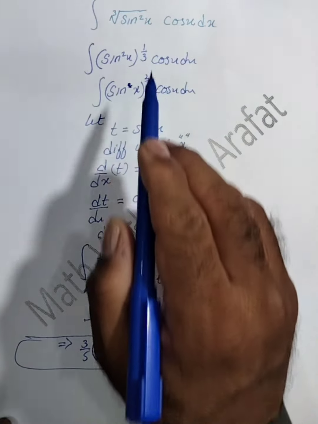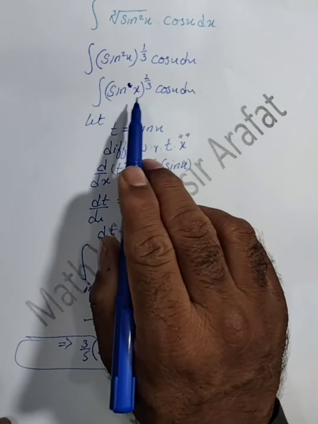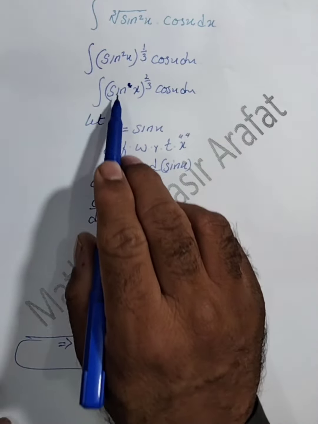Trigonometric function substitution method: when the function is given with its derivative, we suppose that function as t.